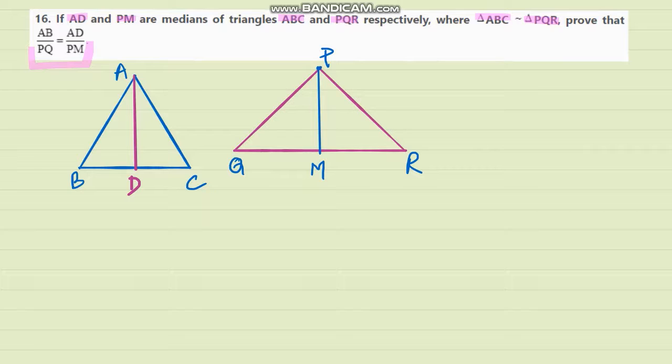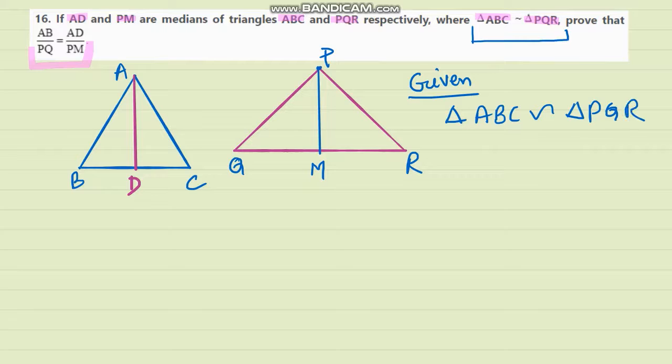Now what we have to show here? We have to show AB by PQ equal to AD by PM. And what is given to us? We have been provided with triangle ABC similar to triangle PQR. Now first let us write what is given. Triangle ABC is similar to triangle PQR. This much is given, and AD and PM are medians.